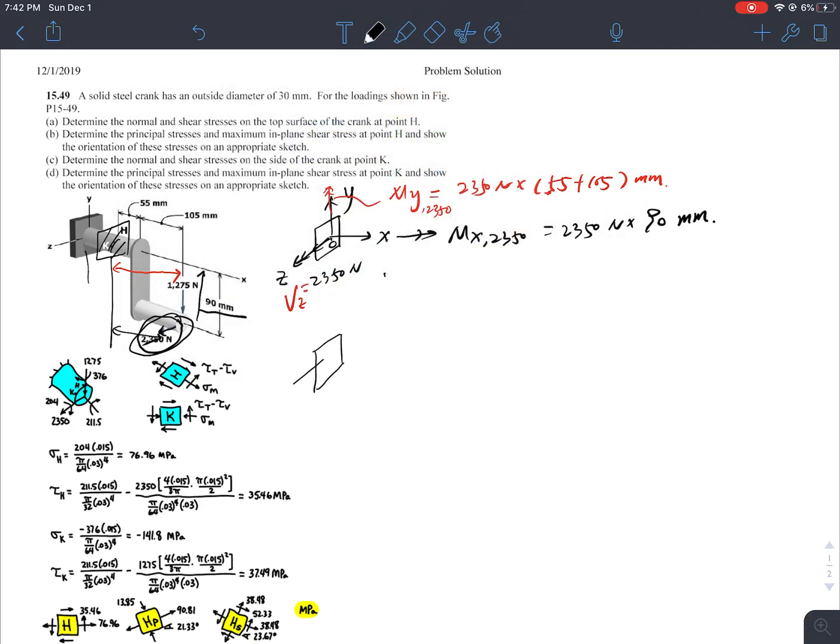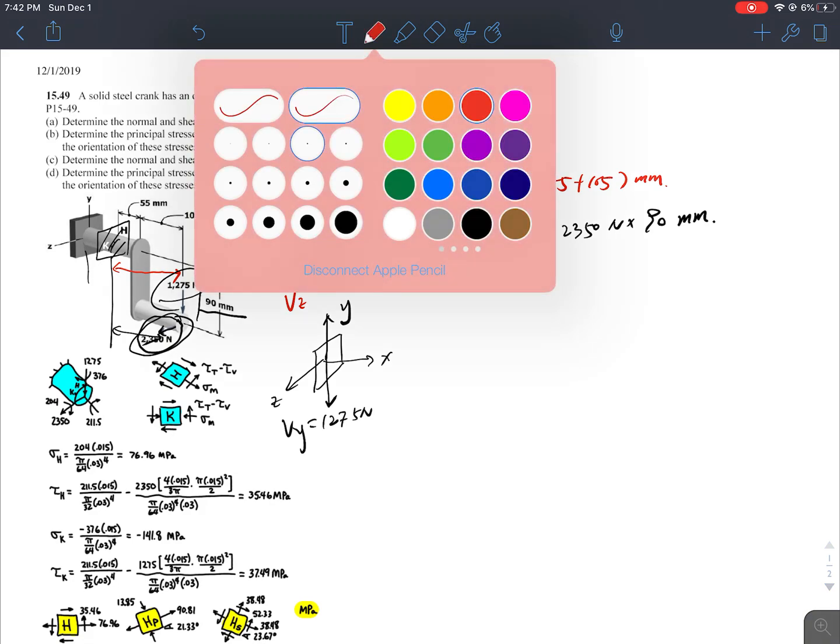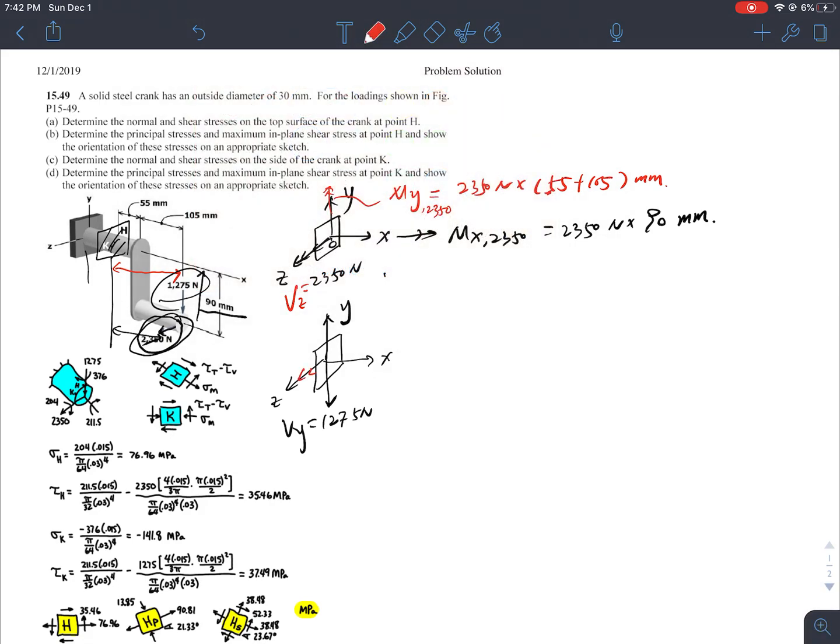Similarly, I will take a look at the forces from this 1,275 Newton. Okay, so when I move this 1,275 Newton, it is naturally equal to Vy. When I move that, I'll also cause a moment in the z direction. So Mz from the 1,275 Newton equals 1,275 Newton multiplied by the distance moved, so 55 plus 105 millimeter.